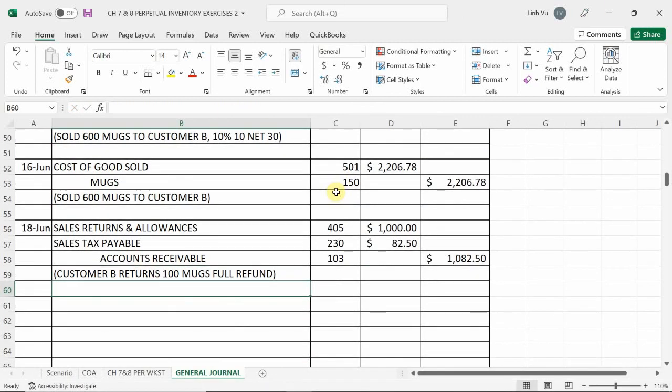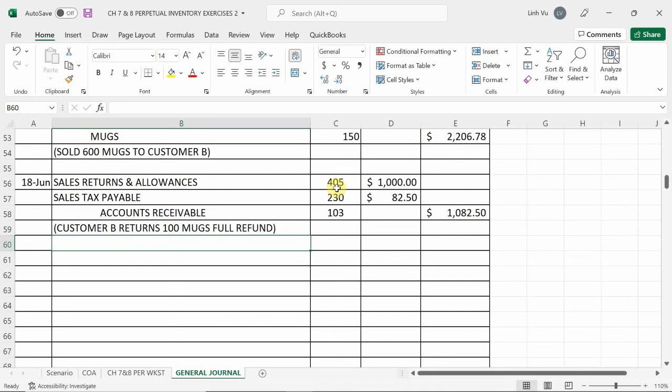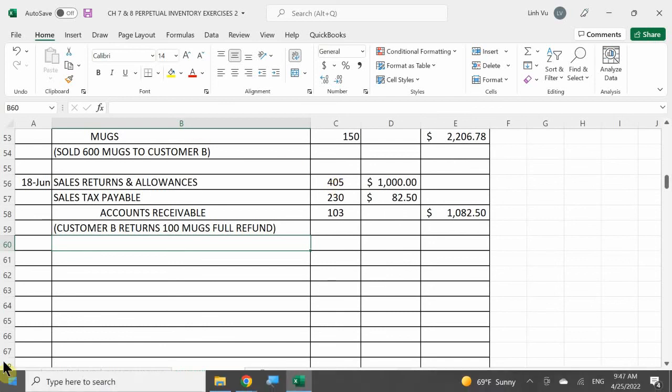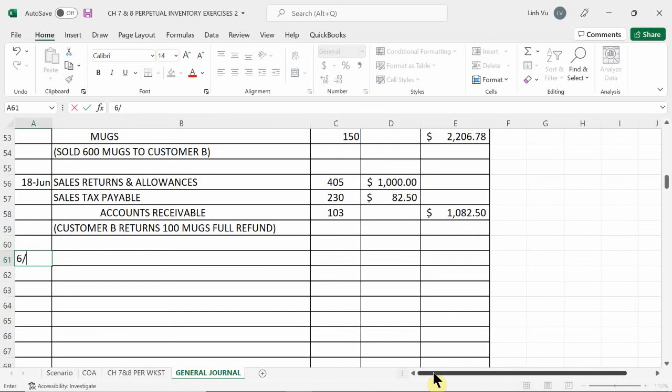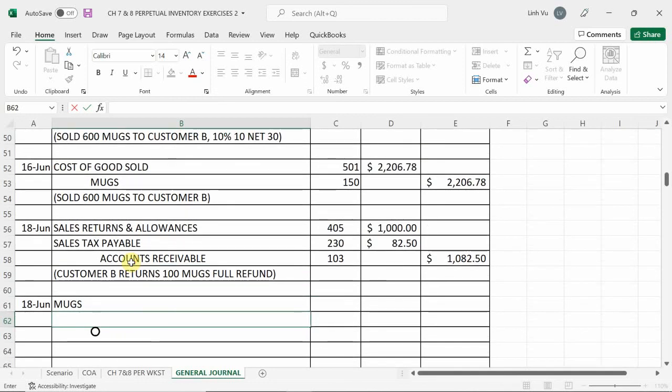So if we got our full refund, what actually happened here? Did the customer return the merchandise? Yes. So the customer returned the merchandise, and how do we recognize that? We're going to put it back into our mugs account, and what else? What do we need to undo here? The accounts receivable. We already finished that section where we returned the money back to the customer. This is now returning the product back to my inventory.